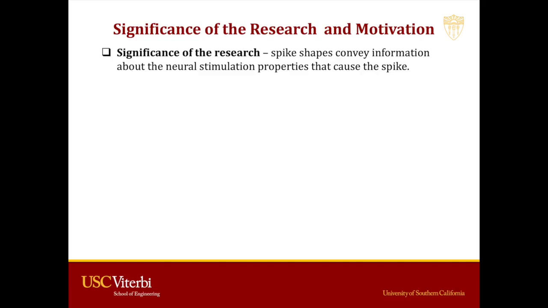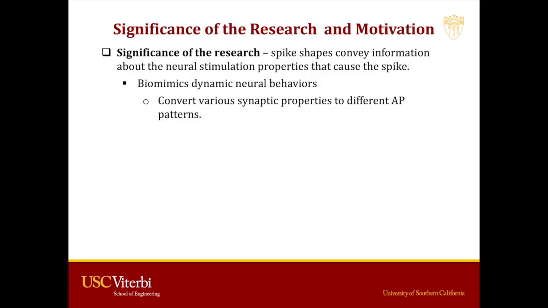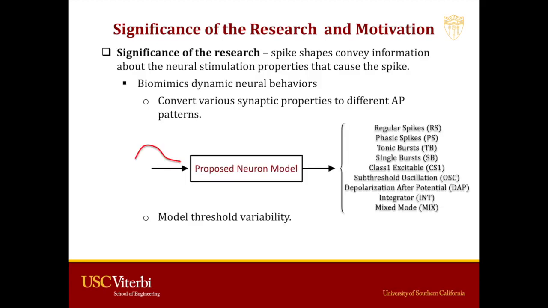The importance of the research is to show that spike shapes convey information about the neural stimulation properties that cause the spike. Therefore, our model biomimics dynamic neural behavior. It can do that by converting different synaptic properties into different spiking patterns, as shown in the following block diagram, as well as the capability of mimicking the dynamic neural threshold properties. The second important point of the research is the configuration flexibilities, in which it allows for external control.